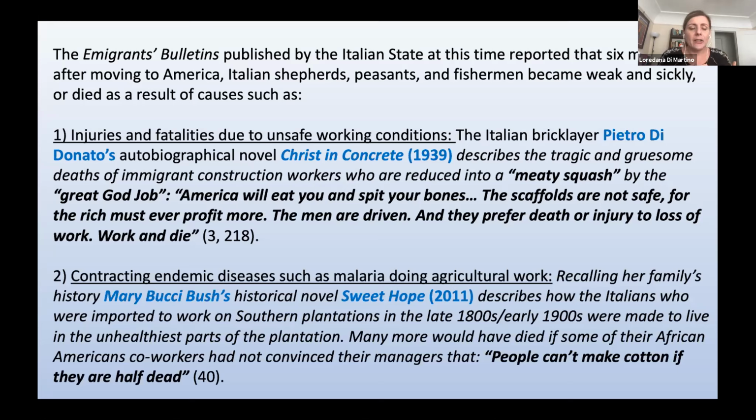And then another important factor was contracting endemic diseases, such as malaria, for the Italians who came to do agricultural work. And in Mary Bucci's historical novel, Sweet Hope, where the author once again documents a family history, and she's a third generation now, she describes how Italians, like her family, who were imported to work on southern cotton plantations in the late 1800s and early 1900s, were oftentimes made to live in the unhealthiest part of the plantations. Many died, and many more would have died, according to Bucci, if some of their African-American co-workers had not convinced their managers that people can make cotton if they're half dead.